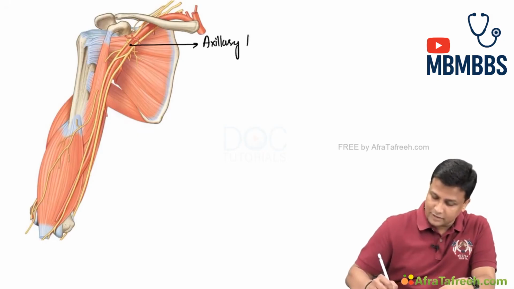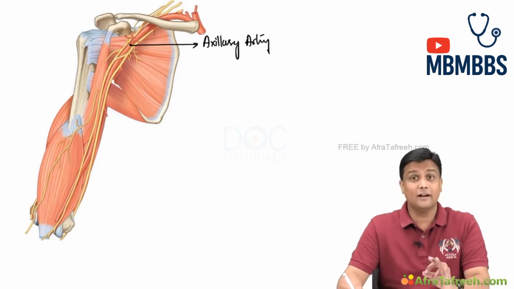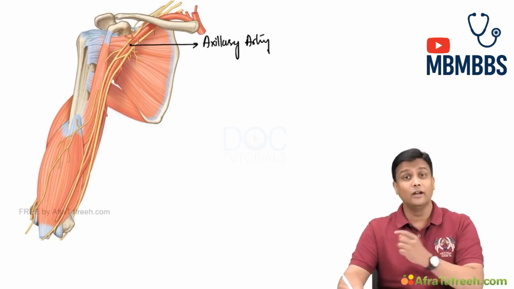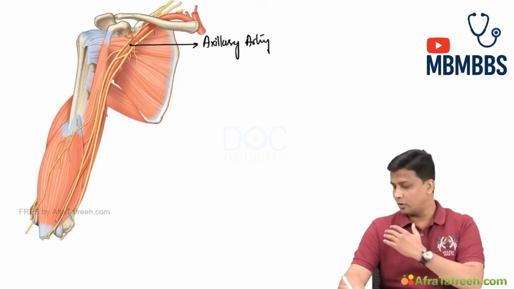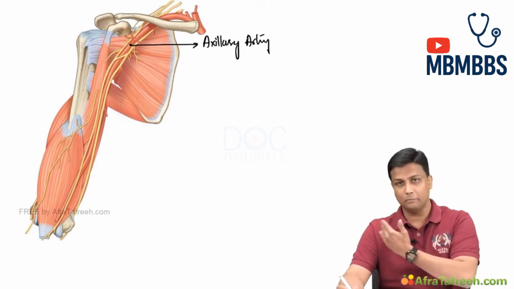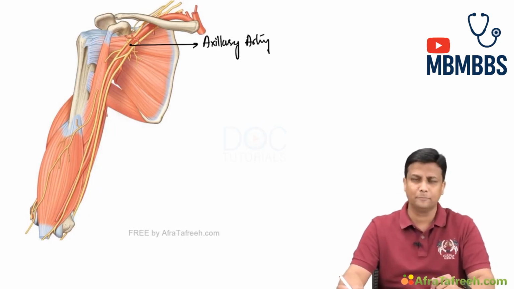So, this will be the axillary artery. Fine. And I have already told you, the axillary artery is the one with respect to which the nomenclature of the cords is given. I mean to say, the cord which is present lateral to that is the lateral cord, medial to that is the medial cord, and the one which is behind the axillary artery will be the posterior cord.